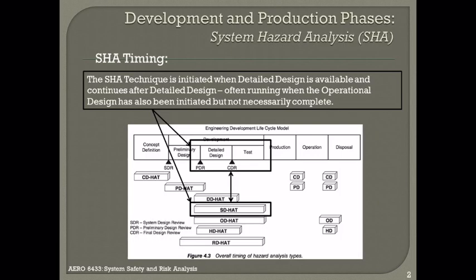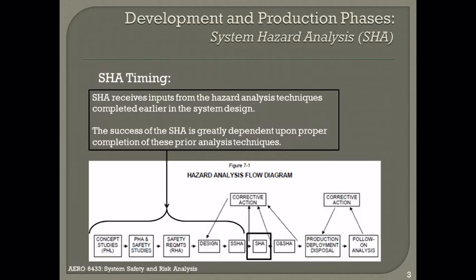We're still in the development phase of the system life cycle, but we're more advanced into the system. The system level analysis often starts concurrently with the subsystem analysis. However, it continues longer, longer into the production, sometimes even into the operation phases. The system hazard analysis (SHA) is not a continuation of the subsystem hazard analysis, though. This slide may make it look that way.